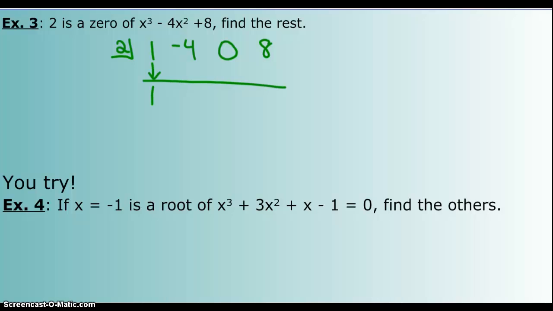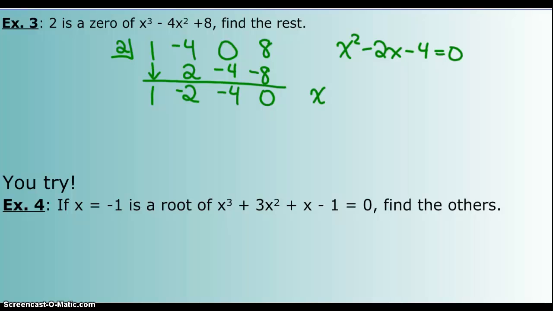Here we go. 1 times 2 is 2. Negative 4 plus 2 is negative 2. 2 times negative 2 is negative 4. 0 plus negative 4 is negative 4. And then multiply 2 times negative 4, I get negative 8. Yay, another 0. So then I write down x squared minus 2x minus 4 equals 0. And I start to think about the factoring, and I go, oh, bummer. There's nothing that factors, so we're going to use the quadratic.